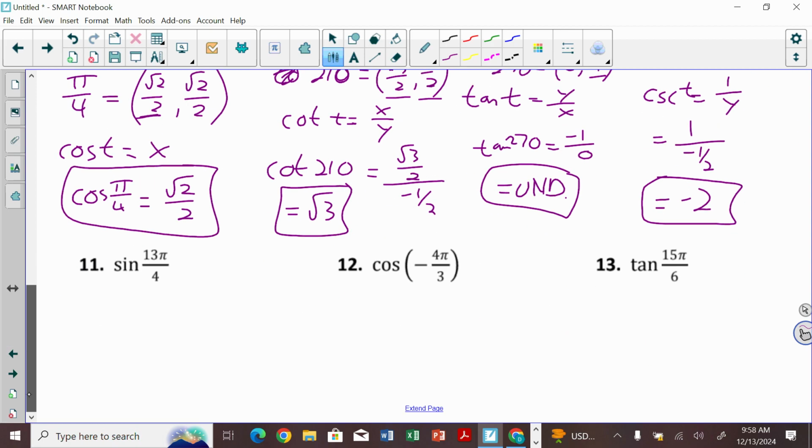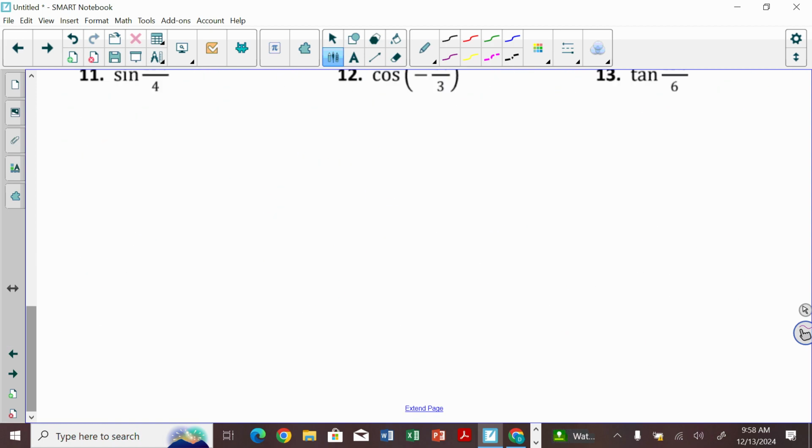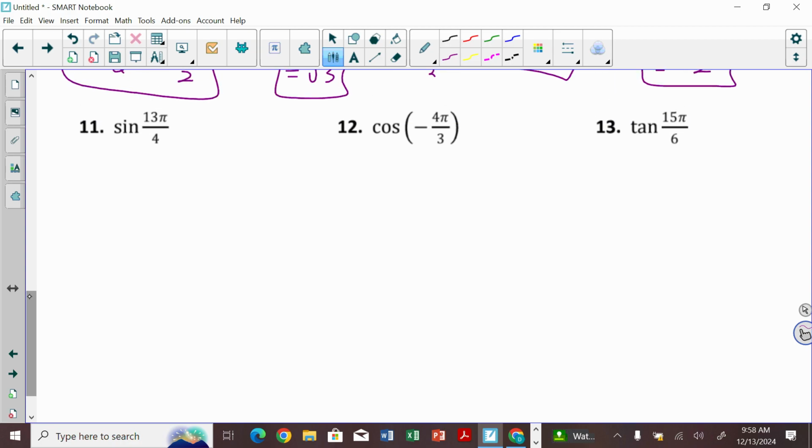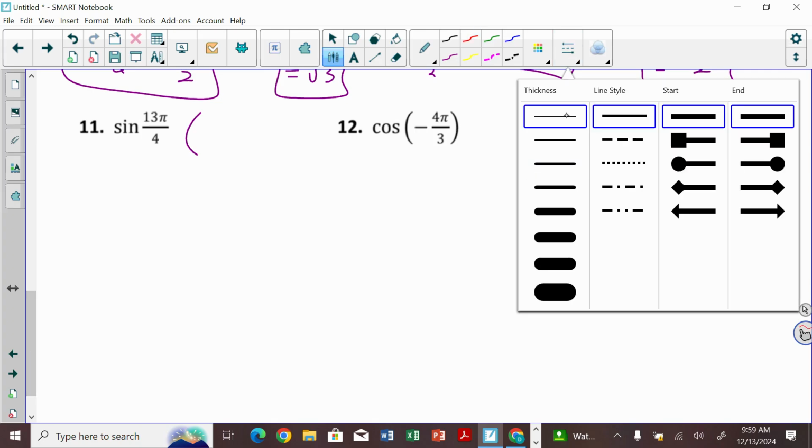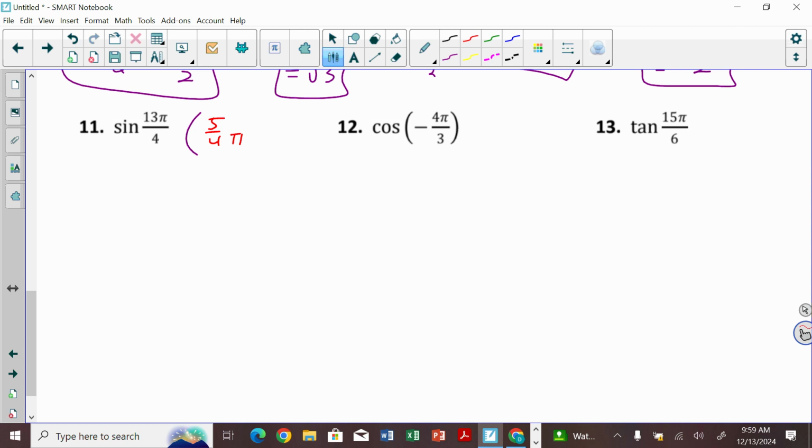All right, 3 more. Let's roll through them just so we are familiar with some, because these last couple, you actually have to find an equivalent value, or a coterminal angle. So 13 over 4 pi. Well, this is actually going to be, let's use purple now, 5/4 pi as a coterminal angle.